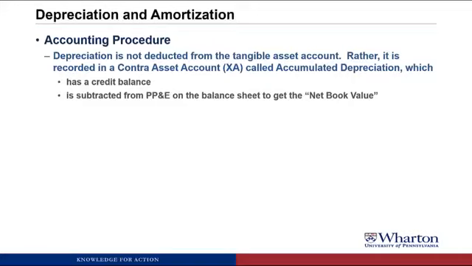In other words, assets normally have debit balances, so they're increased with debits. A contra asset would have a credit balance and be increased with a credit, because essentially a contra asset is keeping track of reductions in a companion asset account. Then what we'll see is when we put together the financial statements, the accumulated depreciation will be subtracted from property, plant, and equipment on the balance sheet to get something called net book value.